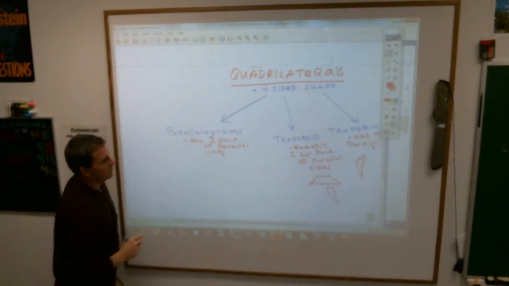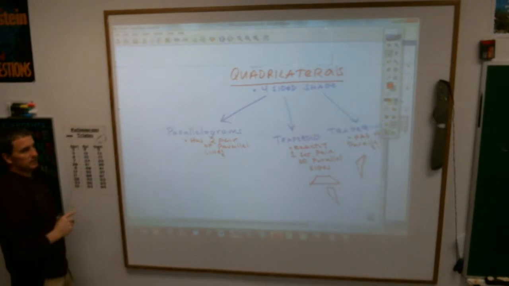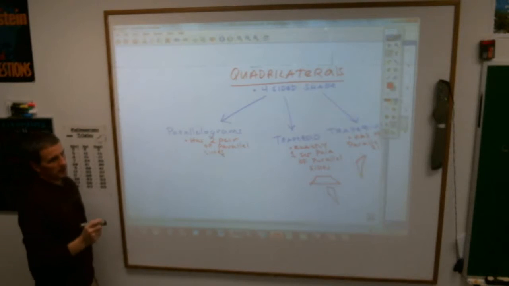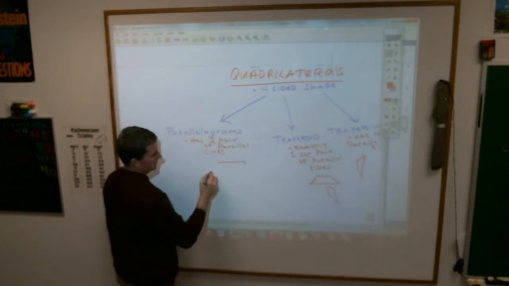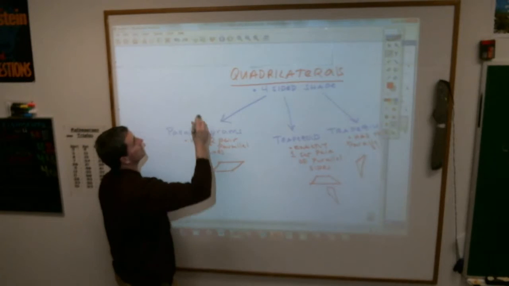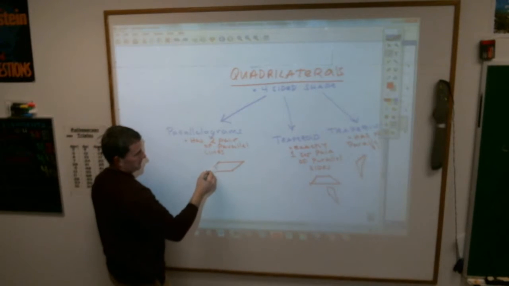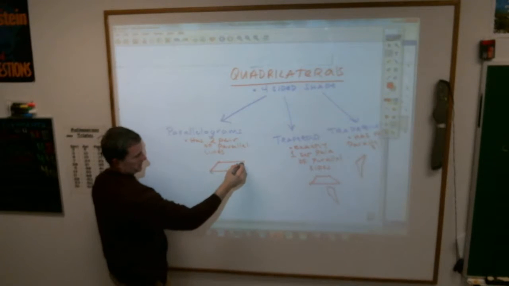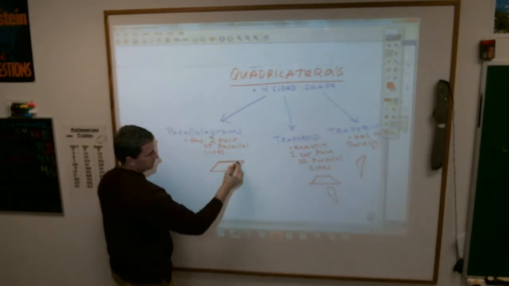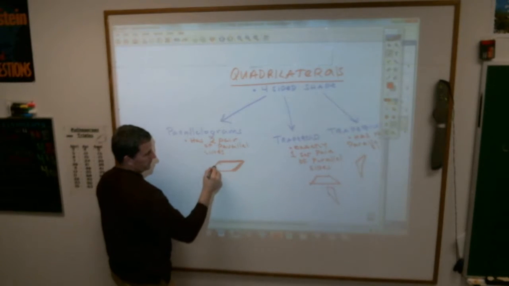Usually what you think of when somebody asks you to draw a parallelogram is one that looks like this, where you have this, and you have this other one that's the same exact length, and you connect them like this. This and this are parallel, and that and that are. This is your standard garden variety parallelogram. Whatever garden variety means.